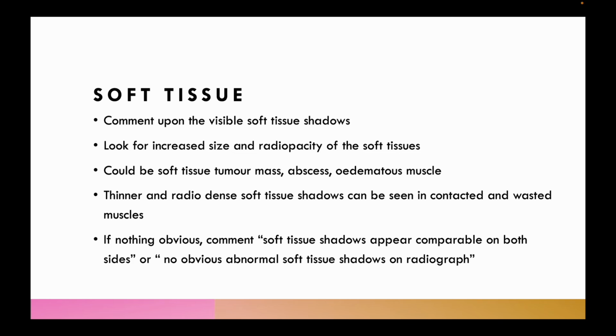And when thinner and radio dense soft tissue shadows can be seen, it could be because of contracted and wasted muscles. If nothing obvious, then just comment that soft tissue shadows appear comparable on both sides and no obvious abnormal soft tissue shadow seen on the radiograph.